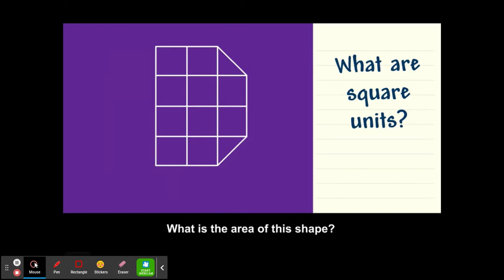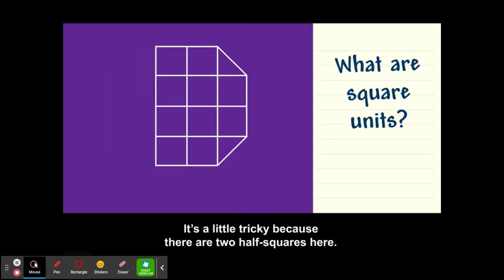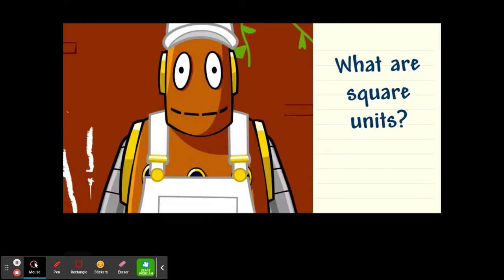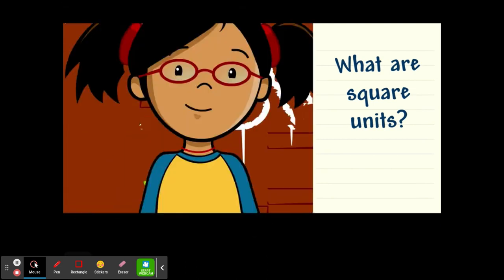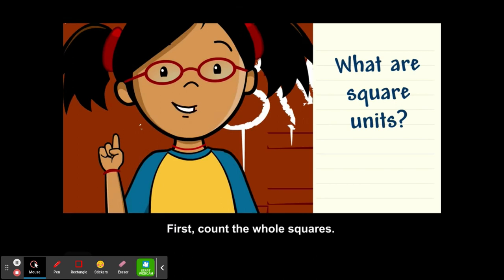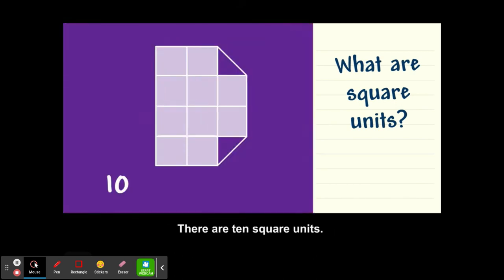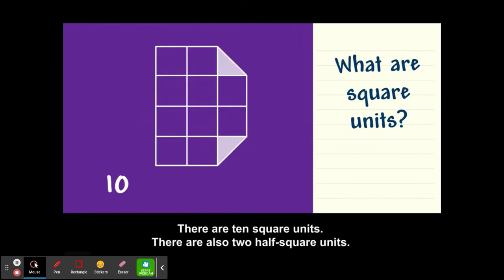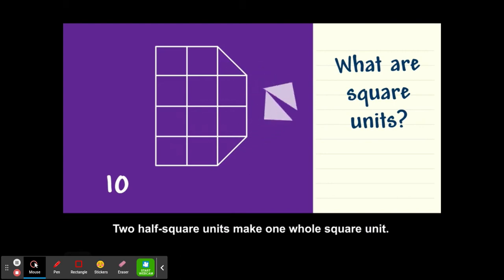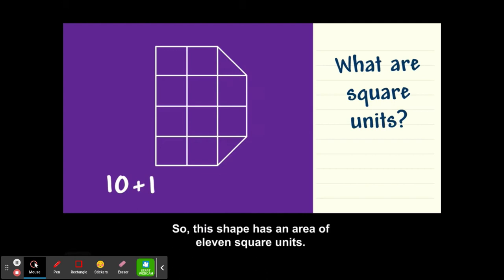What is the area of this shape? It's a little tricky because there are 2 half squares here. First, count the whole squares. There are 10 square units. There are also 2 half square units. 2 half square units make 1 whole square unit. So this shape has an area of 11 square units.